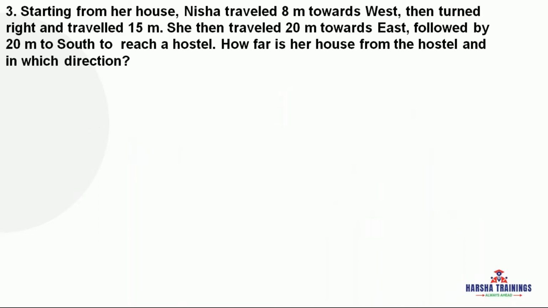And next, what is the answer, guys? I think no need pen and paper. Starting from her house, Nisha traveled 8 meters towards west, then turned right and traveled 15 meters. She then traveled 20 meters towards east, followed by 20 meters to south to reach a hostel. How far is her house from the hostel and in which direction?